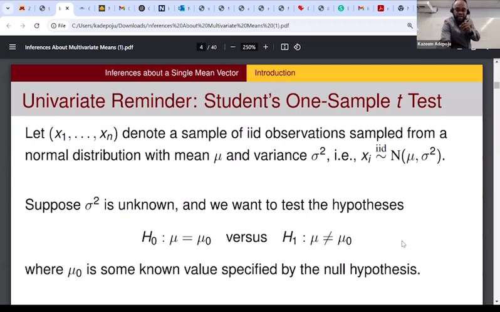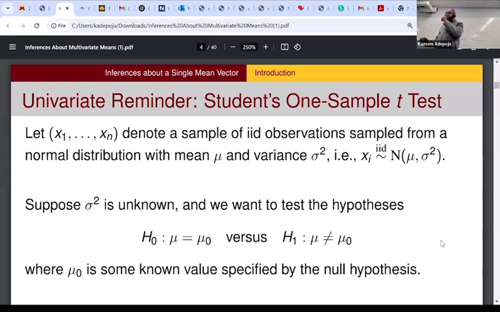In the univariate case, I know you've had the one sample t-test. Suppose a school claims that the average performance in maths is 92. All we need to do is go to the school and take a sample of scores in maths, and then we apply what we call a one sample t-test.